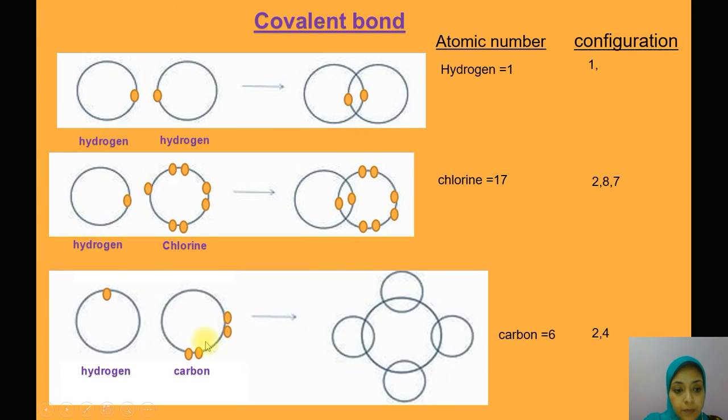What will happen in this case? The hydrogen will share 4 times with the carbon. Why? Because the carbon has 4 electrons. It needs 4 atoms of hydrogen, each one sharing the only electron they have. And the carbon shares the 4 electrons in the outer energy level to form the molecule of the combination between the hydrogen and the carbon.